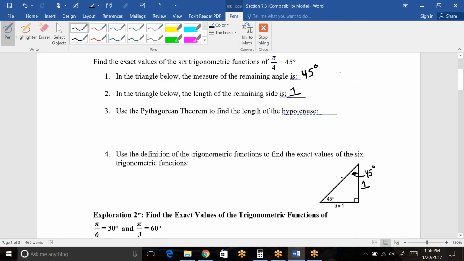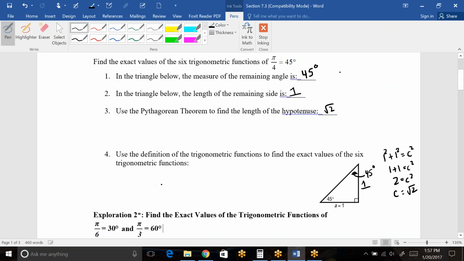And then we can use the Pythagorean theorem to find the hypotenuse. So 1 squared plus 1 squared equals c squared. That would be 1 plus 1 equals c squared, or 2 equals c squared. So c equals the square root of 2. So there we have that.